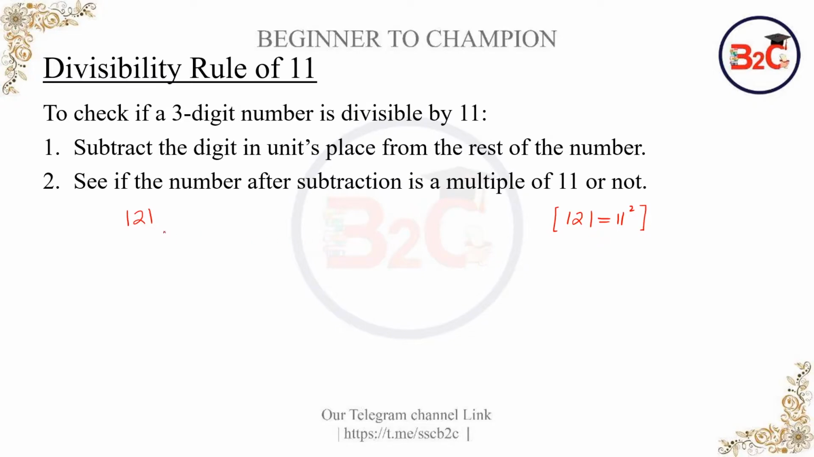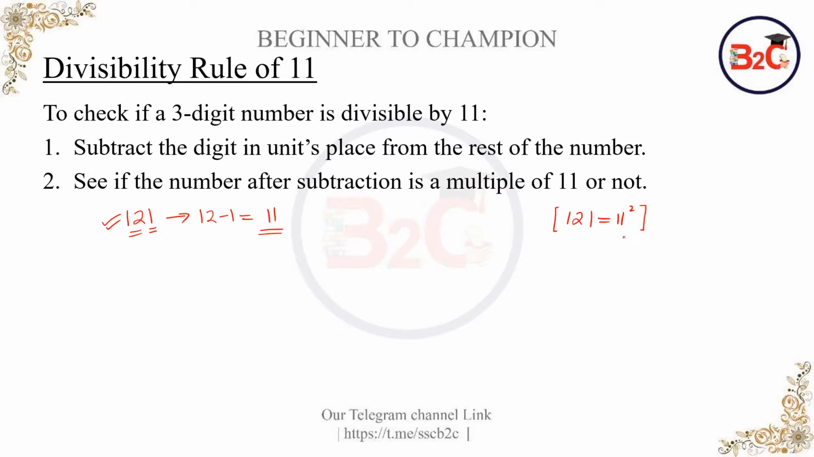Alright. So what is the first step? We have to subtract the digit in the units place from the rest of the number. Right? So we'll be subtracting 1 from 12. So from 121 we have 12 minus 1, which is 11. So this is the number we obtain after subtraction and it is a multiple of 11. So this means that 121 is also a multiple of 11. And we know this result is true because 121 is 11 square. So that means our method is verified.